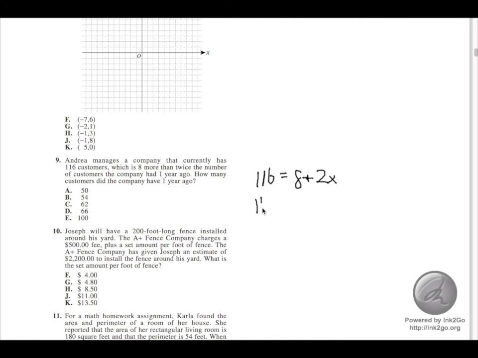So we subtract 8 from both sides, and then following that, we divide by 2. So we get 2x is equal to 108, which means x is equal to 54, which matches up with answer choice B.